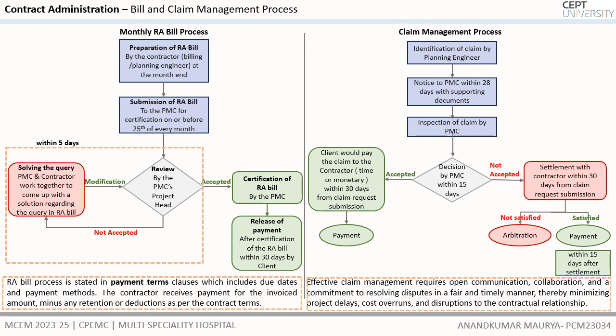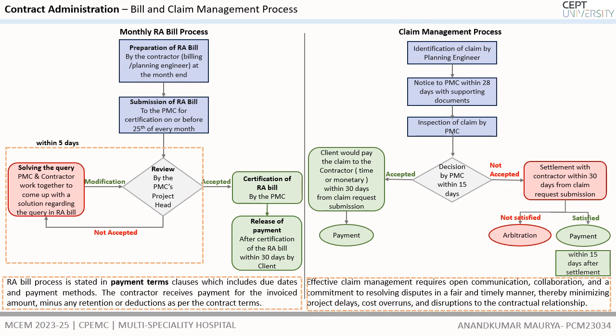And if there is a modification to be done, they have to resolve the query with the contractor, and the solution should be done within 5 days, and the further certification of the bill would be done at the end of the 5 days. After the certification of the RA bill, which is also called interim payment certification, the payment from the client will be released within 30 days of the certification of the bill.